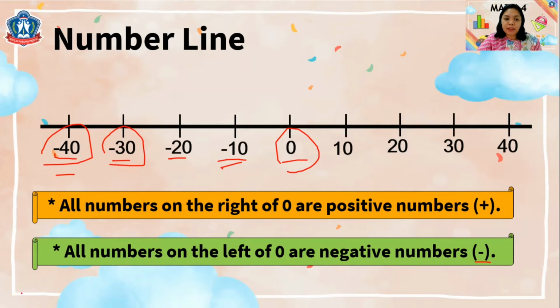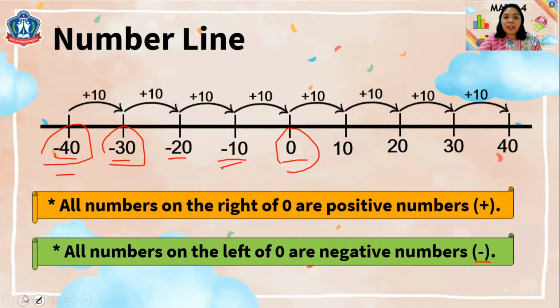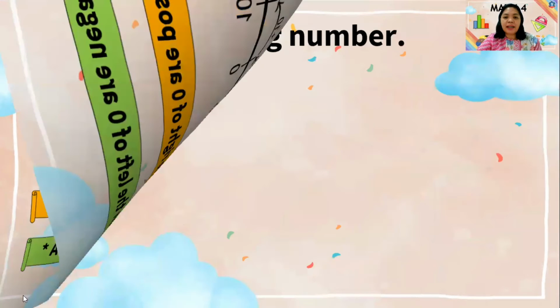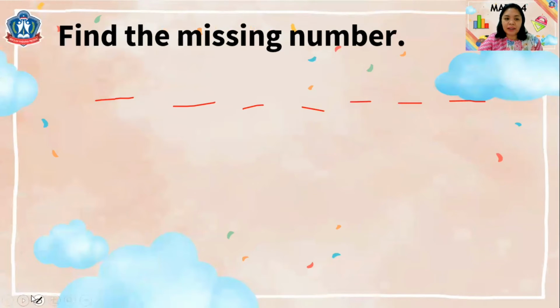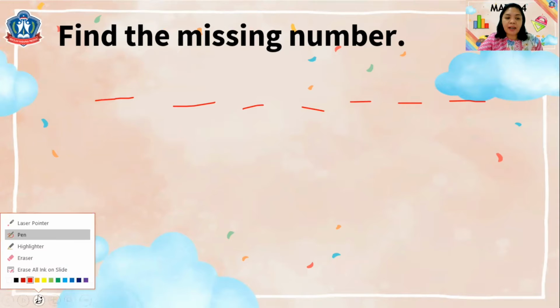So on these numbers here in this number line, the difference is 10. So if we count on from negative 40 to negative 30, that is 10. So we add 10, 10, and 10, and so on. Now, let's start this one, finding the missing number using a number line.